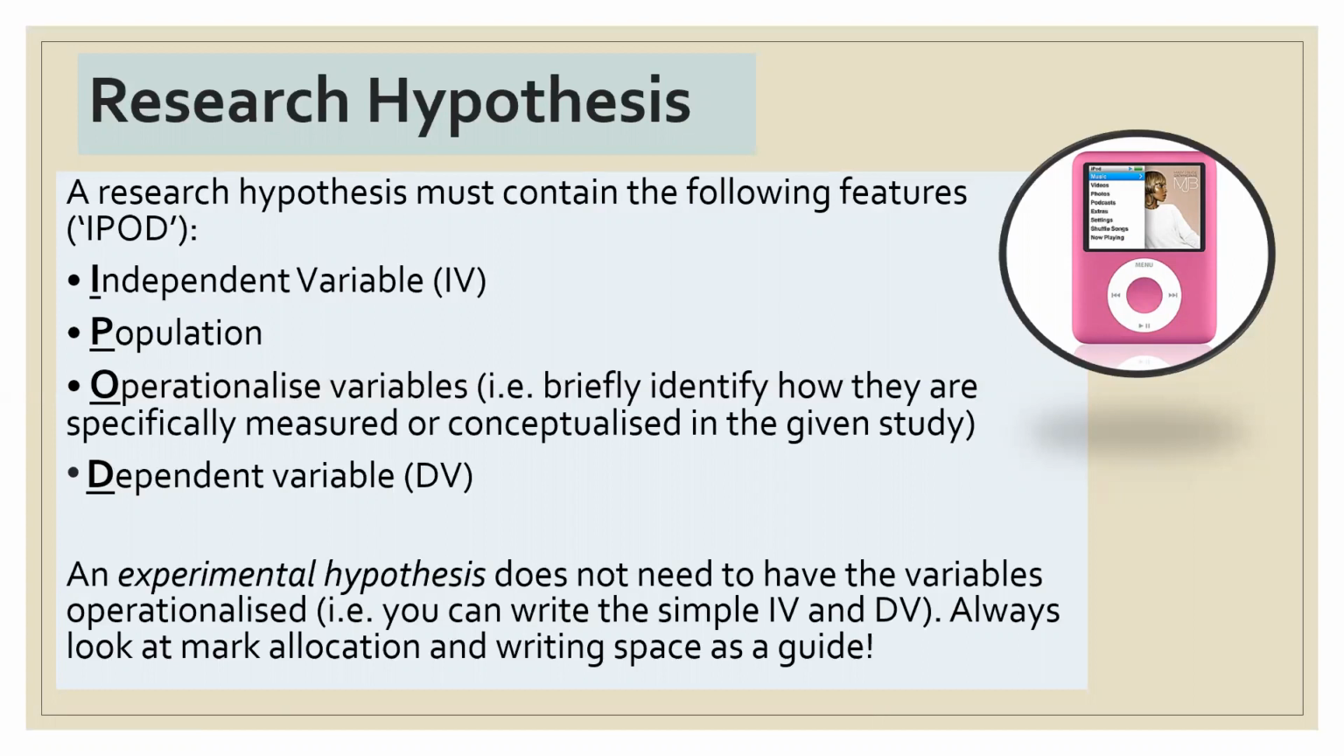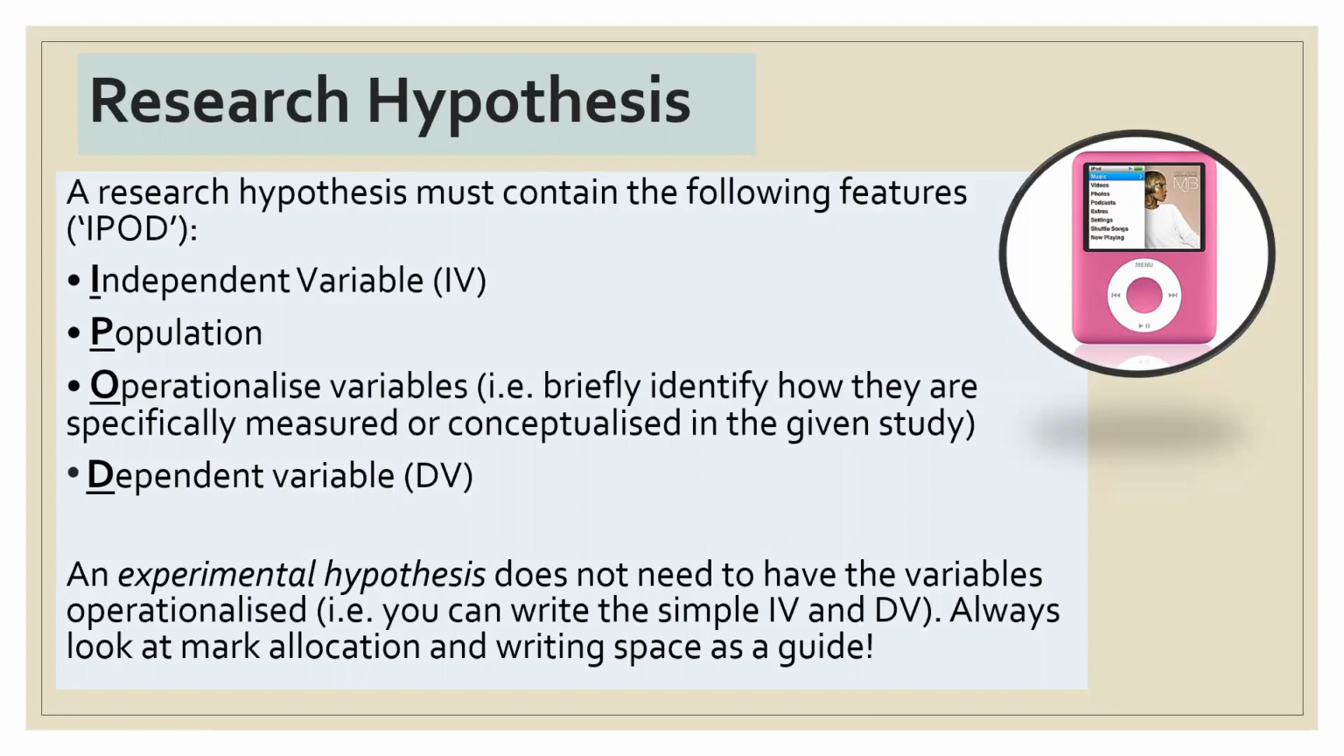Then you come across your population, okay? The population is your broader group of people from which you drew a sample. Operationalized variables, I'll talk about what these mean very soon, but these are just making the IV and DV more specific, so explaining how they're measured. And lastly, you're stating the DV, okay? We're going to look at an example of a research hypothesis, so this might seem a little abstract right now.